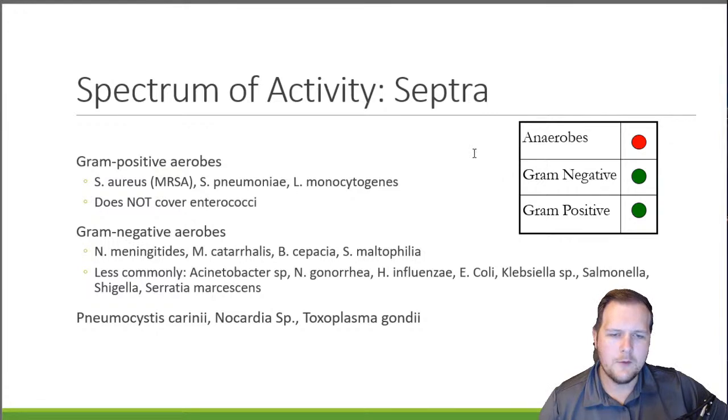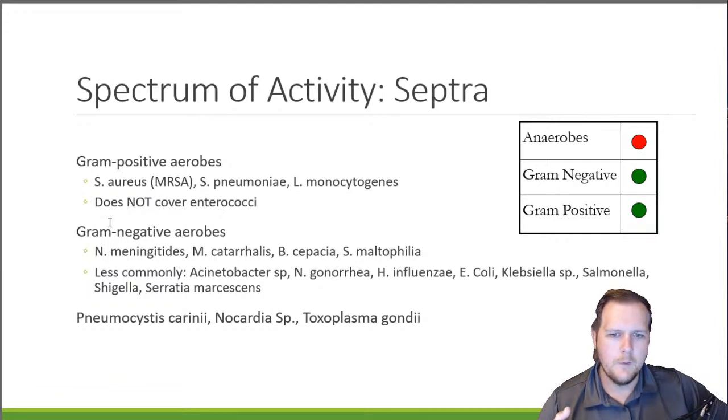So Bactrim has a wide range of uses here. A lot of people know of Bactrim as being used for a lot of UTIs. It has pretty good gram-negative coverage. It does have good gram-positive coverage, including things like MRSA, but it doesn't cover enterococci. So that'd be one sort of hole there in its coverage.